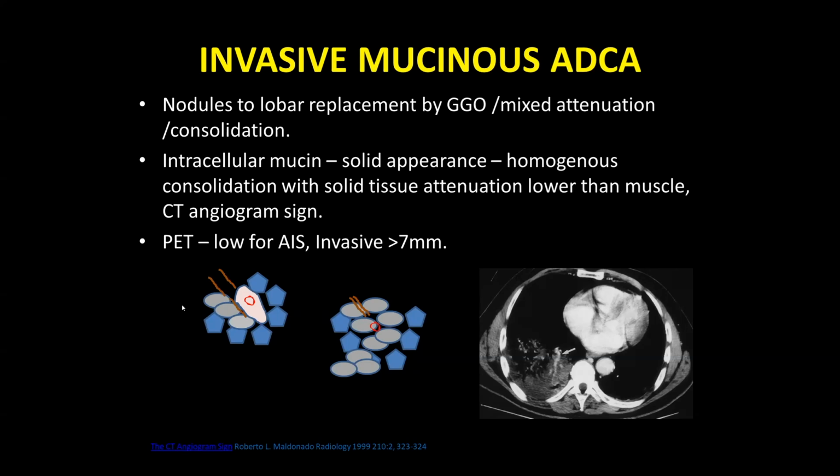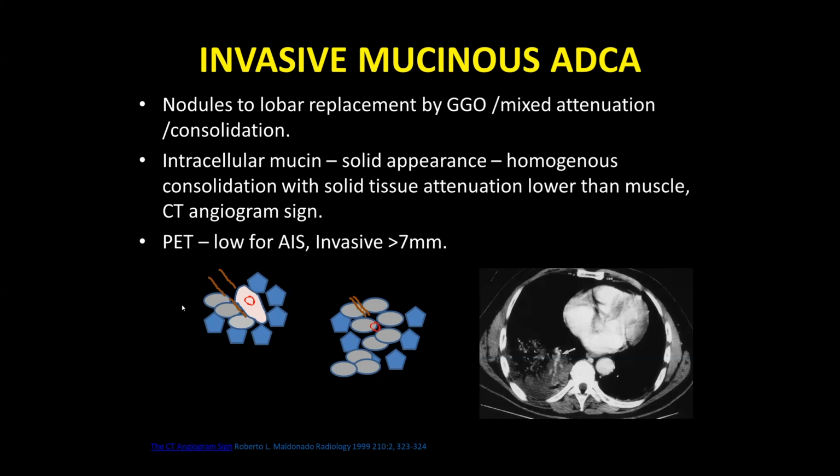So remember this, mucin fills up the air spaces. Therefore, the presentation is like a consolidation with air bronchograms. Mucin is almost like muscle density, slightly lower than muscle density. This is the presentation of a mucinous adenocarcinoma. You could get nodules or ground glass opacification or a combination of all this.